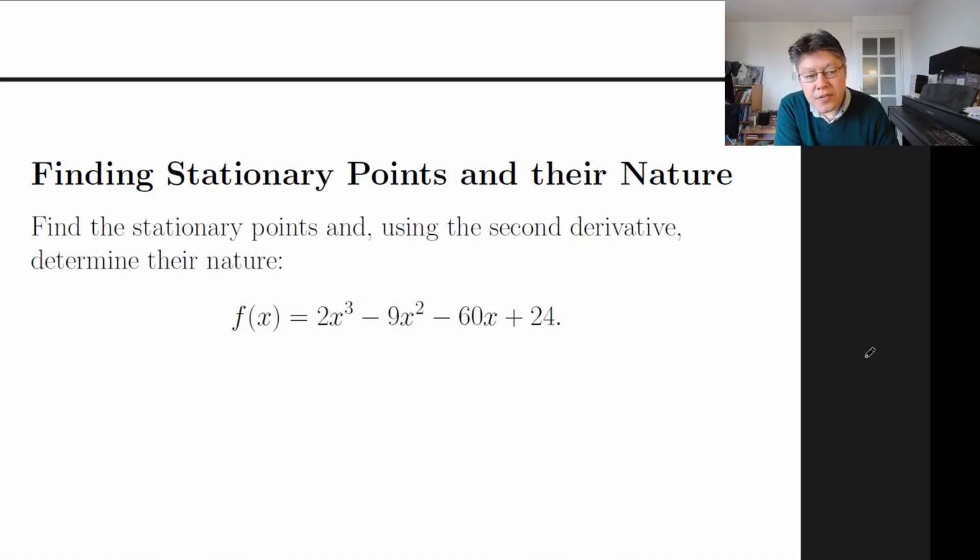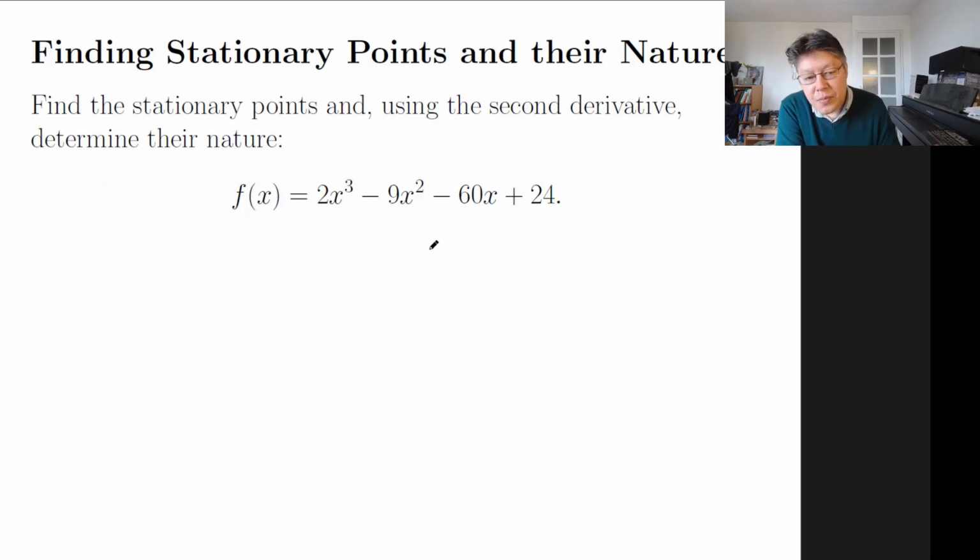Okay, so in this question, we're given a function f of x, which is a cubic, and we need to find the stationary points of this cubic and determine whether they're maximums or minimums, and we need to use the second derivative test to do that. Okay, so to begin, to find the stationary points, we first differentiate.